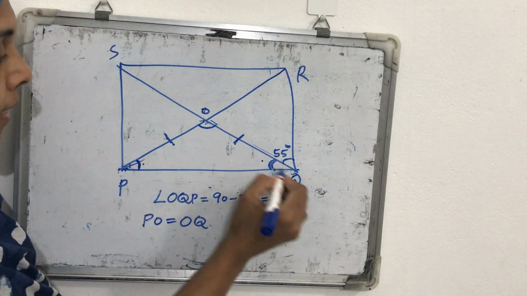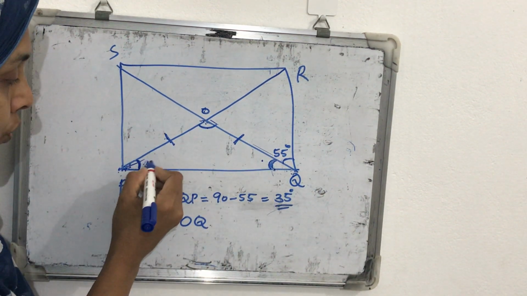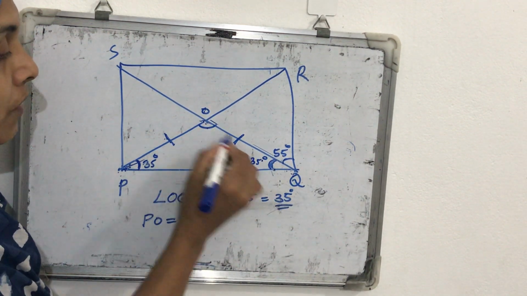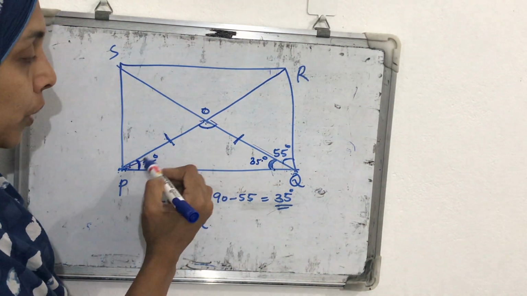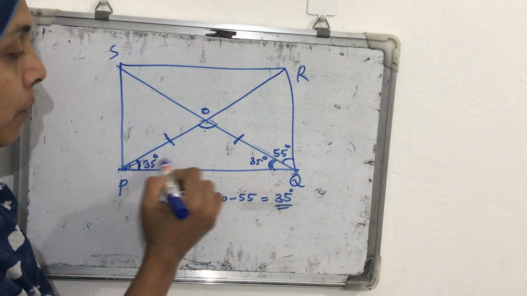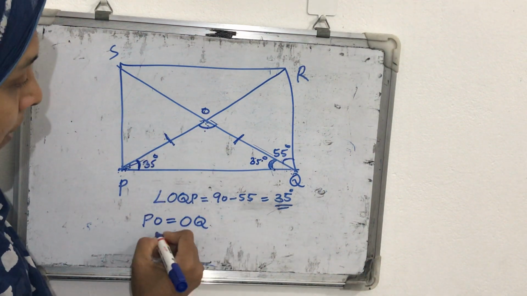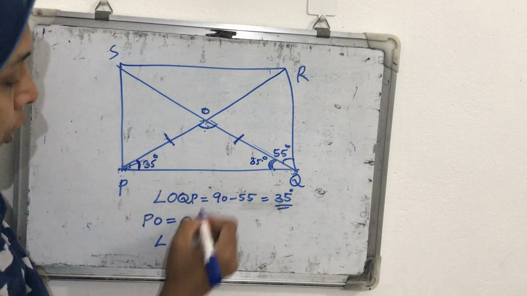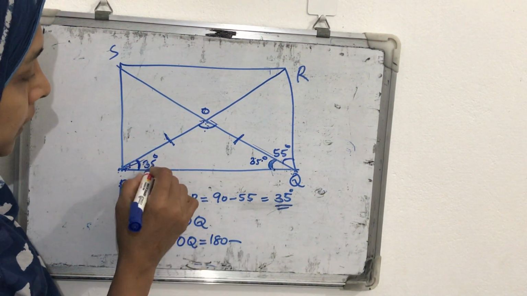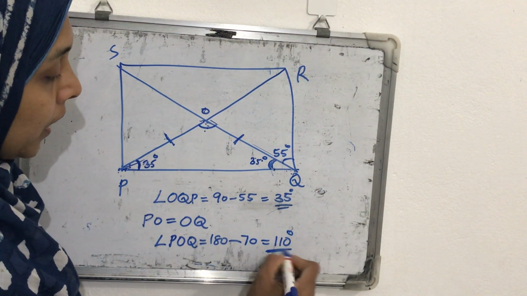So when we consider this triangle PQO, we got these two angles as 35 degrees. Then using the angle sum property of a triangle, we can easily find this angle, because the sum of these three angles is 180 degrees. So this angle, we can name it POQ. Angle POQ equals 180 minus 35 plus 35, that is 70. So it is 110 degrees.